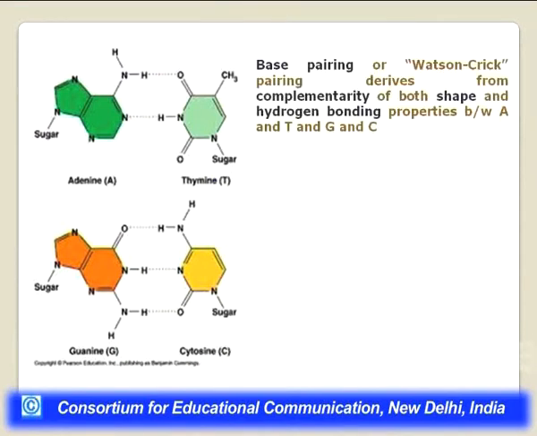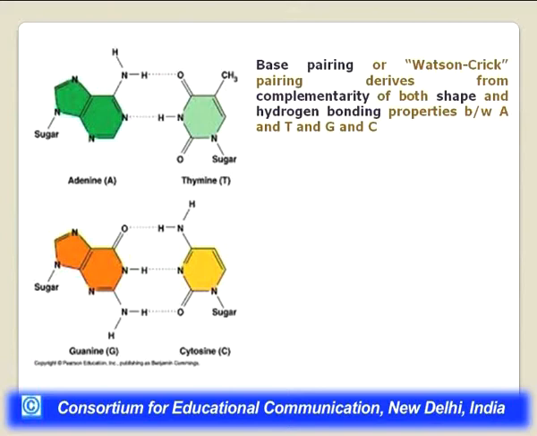The bases, how do the bases pair? Now, the bases which are inside the double helix, how do they pair? The base pairing, or the Watson-Crick pairing, derives from the complementarity of both shape and hydrogen bonding properties between A and T and between G and C. So, it was basically shown that A matches with T and G matches with C. A and T make 2 bonds with each other, we will talk about them, and G and C make 3 bonds with one another.